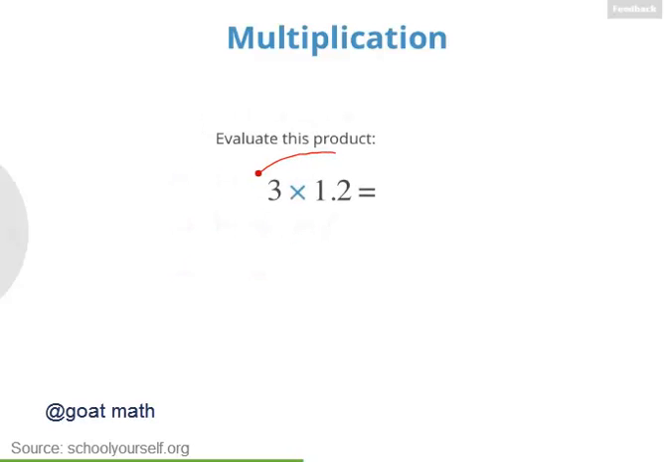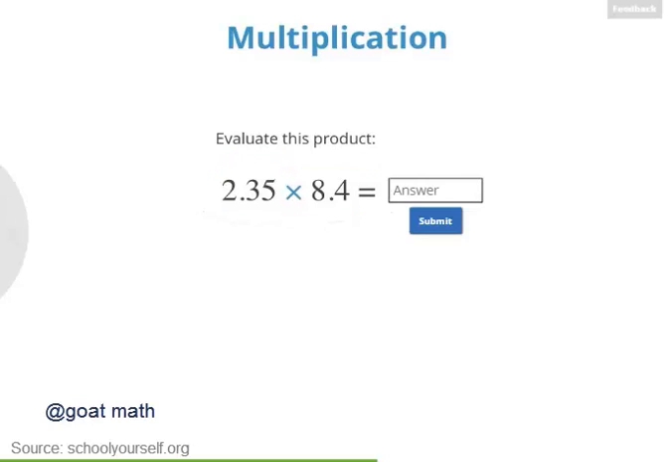Next, try multiplying 3 and 1.2. And feel free to ask for a hint if you get stuck. Excellent! So 3 times 1.2 equals 3.6. For trickier multiplication problems, it's usually more convenient to use a calculator like the one down here. Try using it to evaluate 2.35 times 8.4. Excellent, so this product is 19.74.